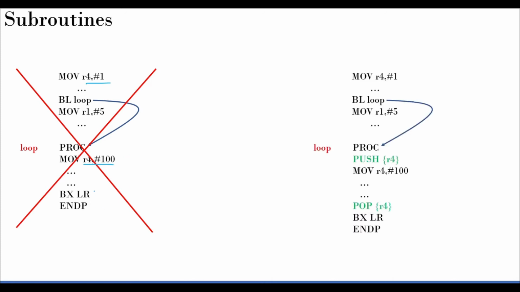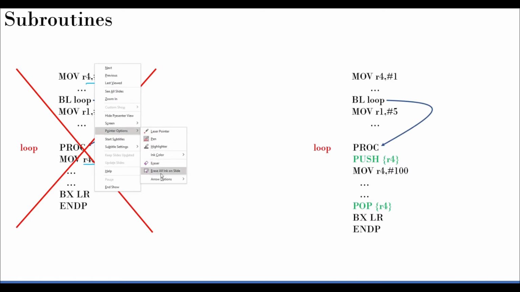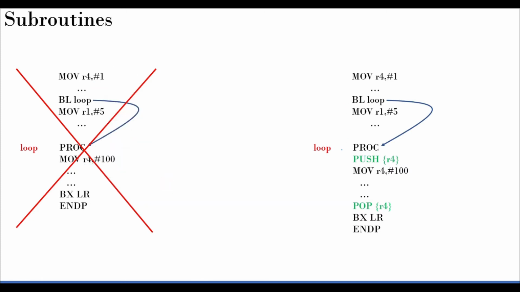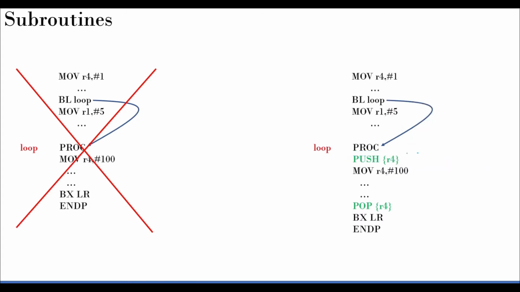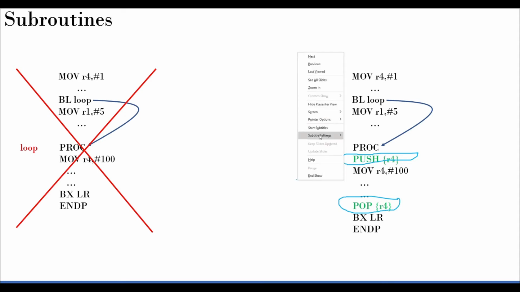It's very simple, using your push and pop commands. It's something like this. In this case I am using only R4, so immediately in the loop the first statement is push R4. That means the R4 value will be pushed to the stack, and before you branch to LR, you pop the content, the last content pushed will be popped back to R4. That means the R4 value will be saved.